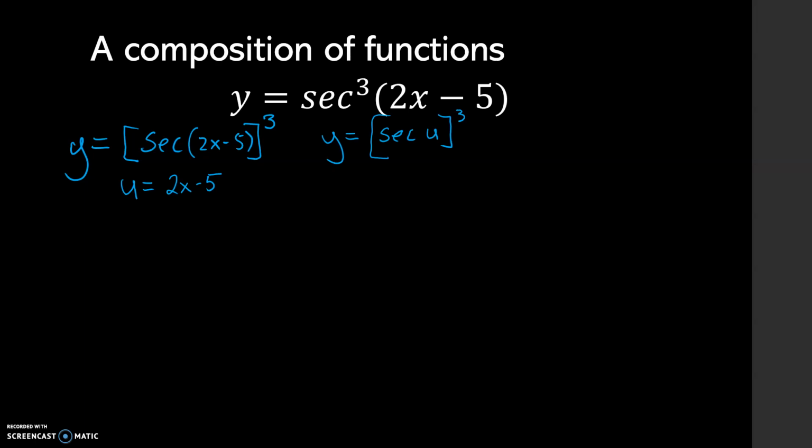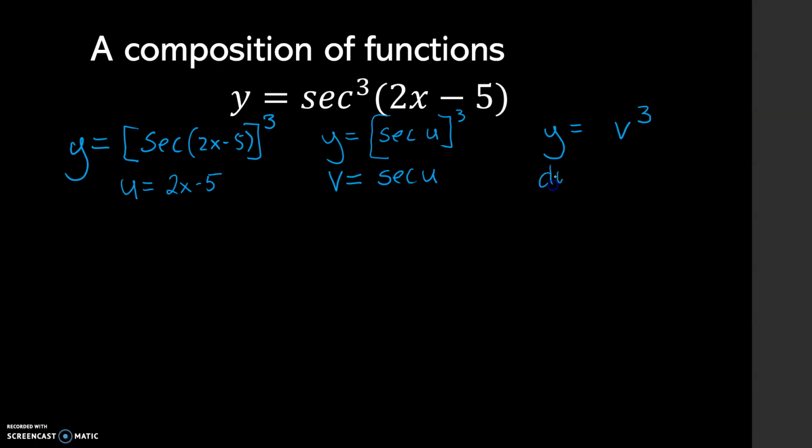Now, we can't write u equals. We've already written a u, so we're going to use the next letter in line. v is equal to secant of u, that input function. And so now you can think of what we have as y is equal to v cubed. Now, if you thought about the derivative of v cubed, that's pretty easy. That doesn't require the chain rule. Heck, that's just good old power rule.